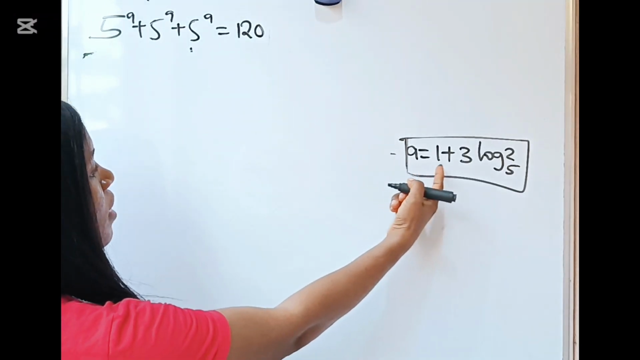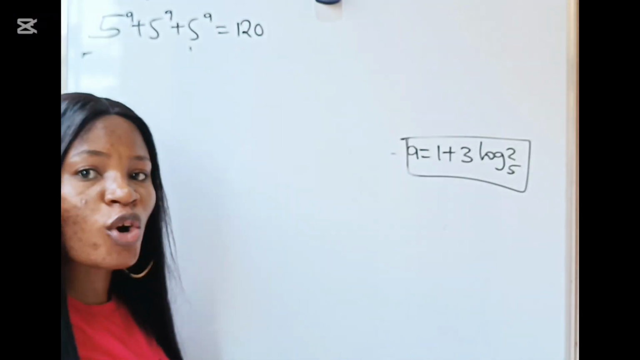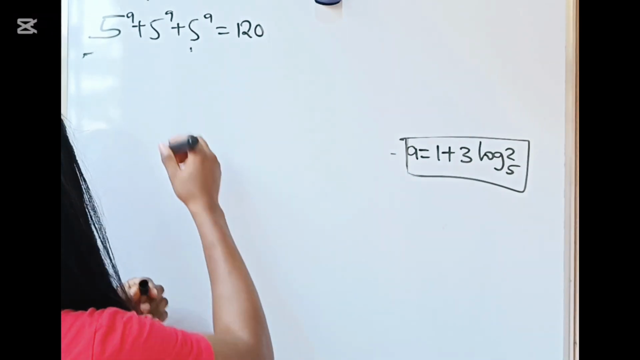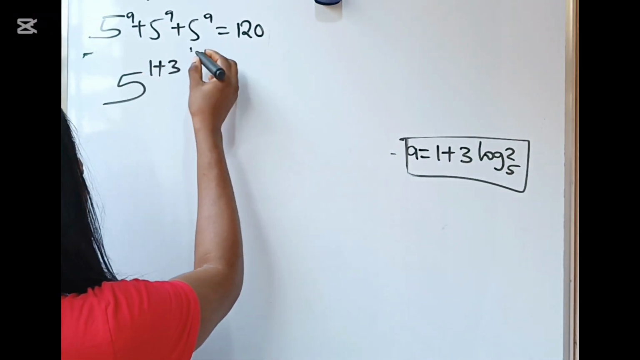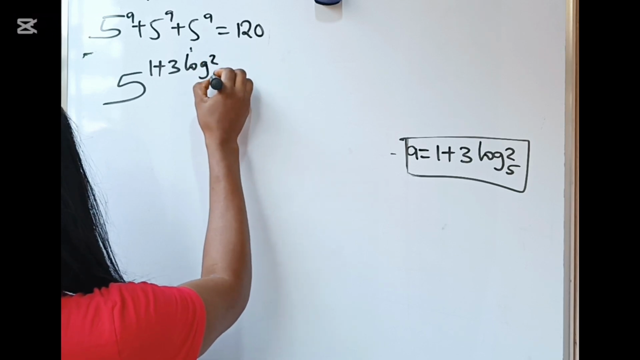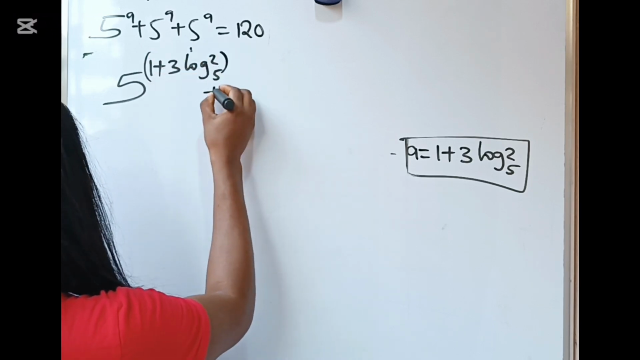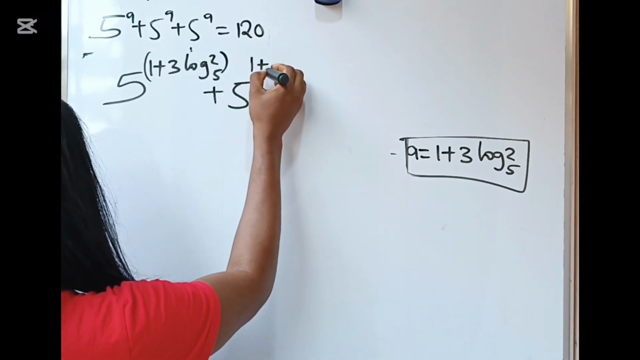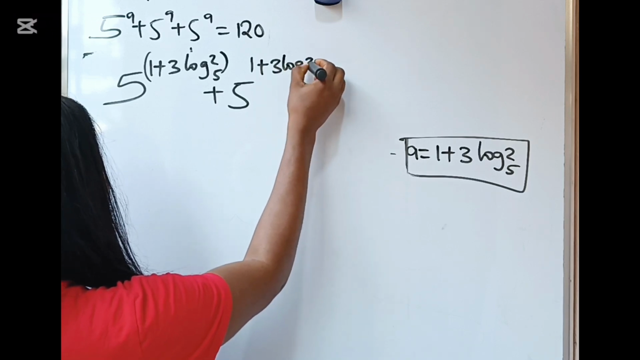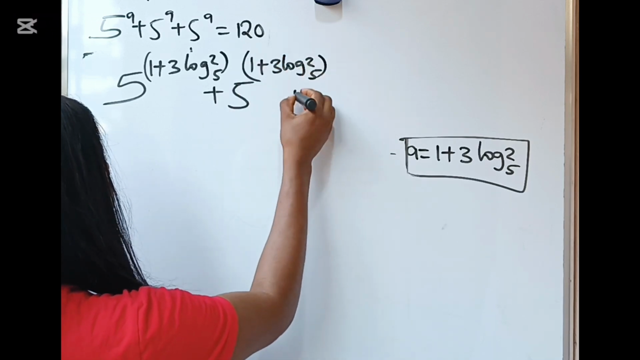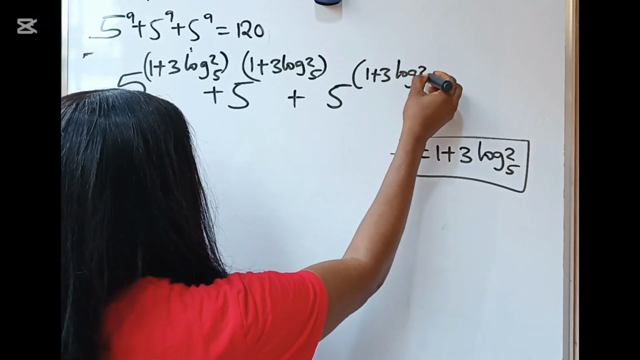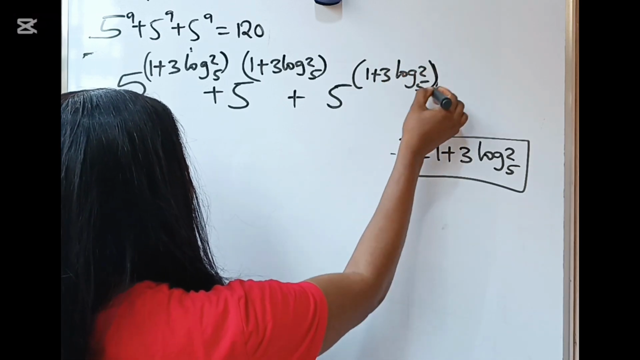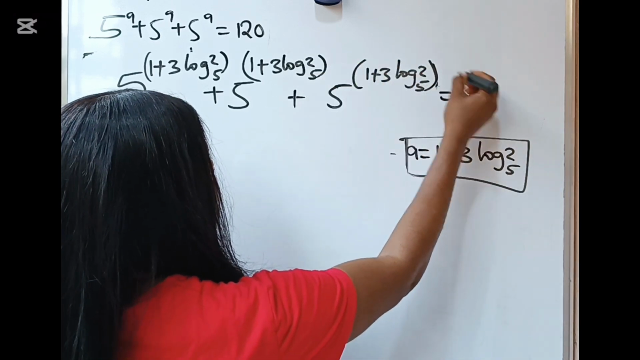Okay, so we have a to be 1 plus 3 log 2 base 5. So this is 5 raised to the power of 1 plus 3 log 2 base 5, all right, plus 5 to the power of 1 plus 3 log 2 base 5, plus 5 to the power of 1 plus 3 log 2 base 5. Okay, is equal to 120.